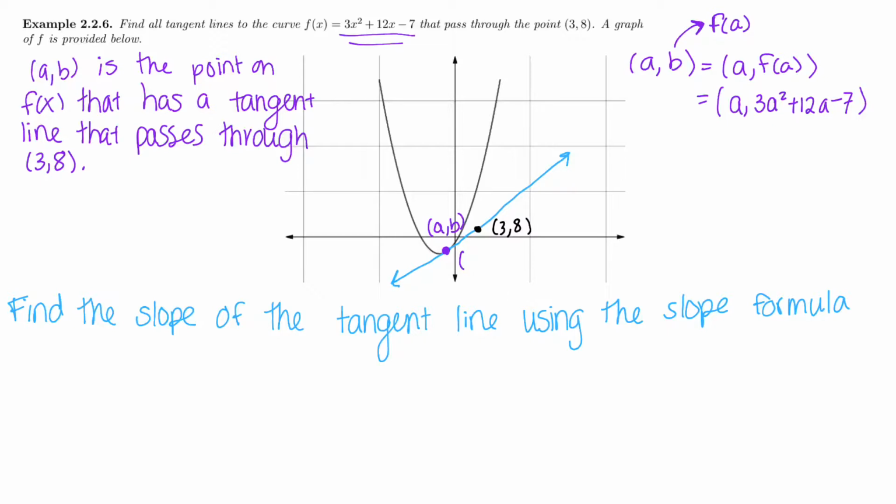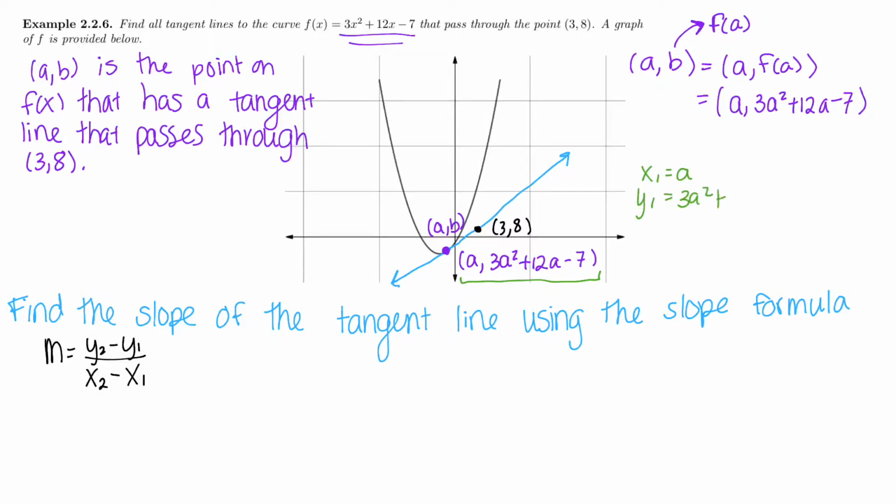Keeping in mind that this point down here we have relabeled as a comma 3a squared plus 12a minus 7. So the slope formula is m equals y2 minus y1 over x2 minus x1, just the regular slope formula. It doesn't matter which one you choose to be which. I'm going to choose these guys to be my first ones. So x1 is a, y1 is 3a squared plus 12a minus 7. And then this guy will be my second point. So x2 is 3 and y2 is 8.